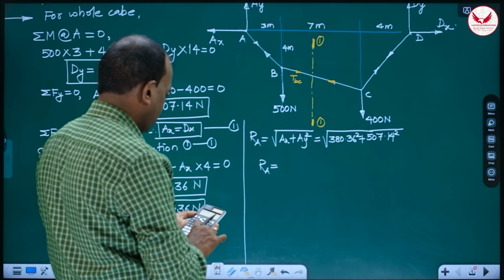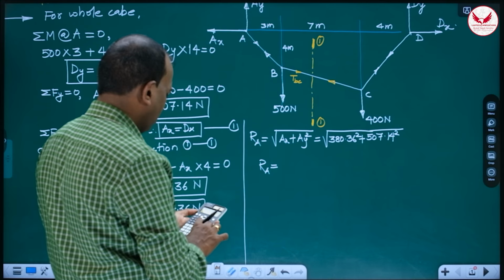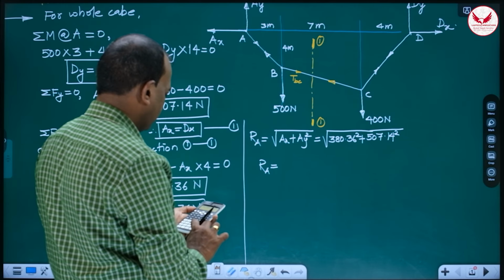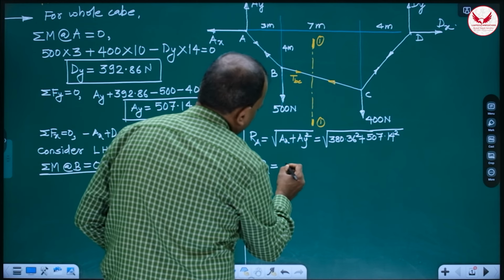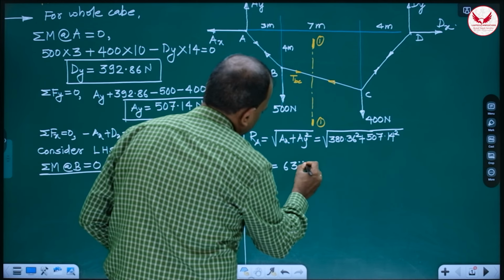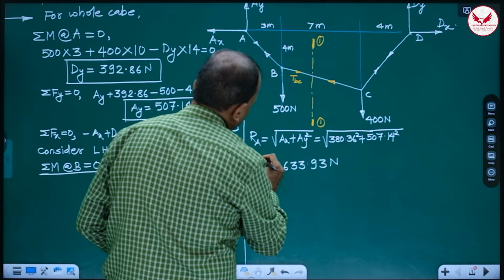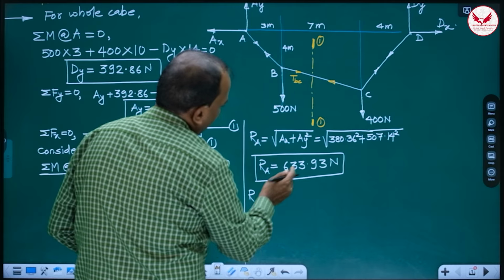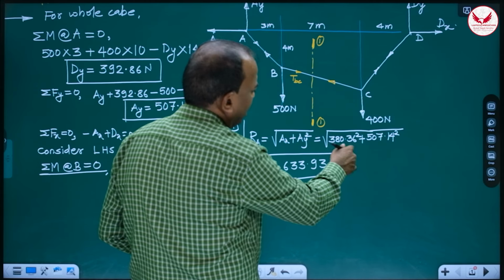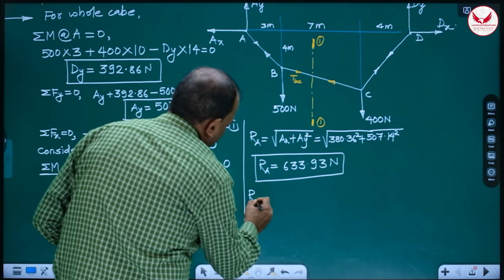Always make the calculations twice and check the correctness. If you are solving the problem and the calculations are wrong, then there is no meaning in it. It is 633.93. The reaction at A is 633.93 Newton. Correct. Even if you wish to get the angle at A, if it is asked, you can write theta A equals tan inverse of y by x. But I don't think that it is required.